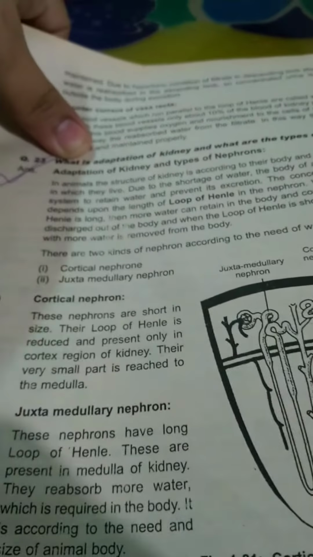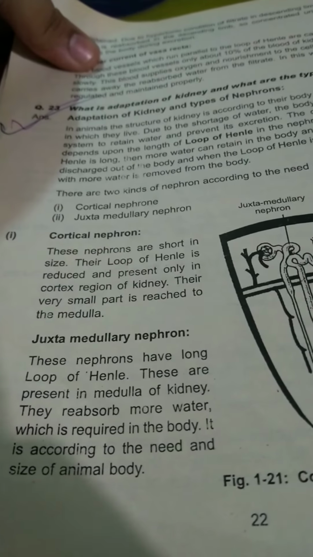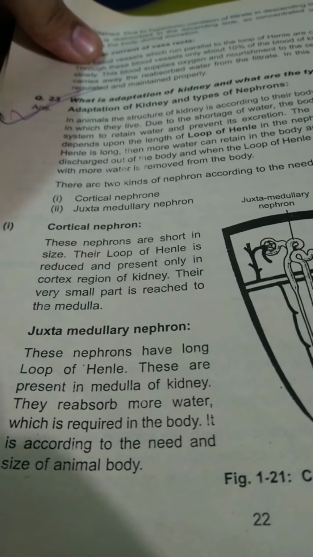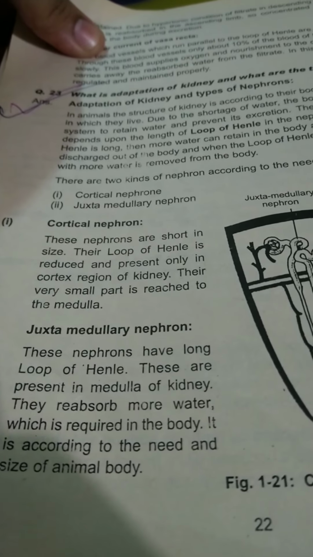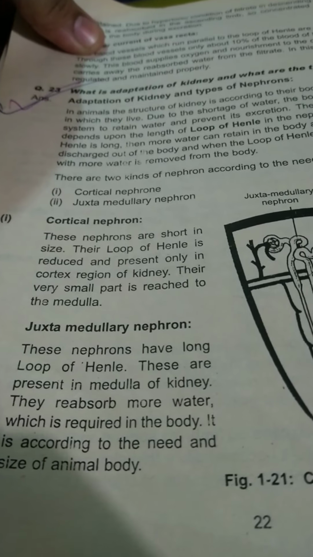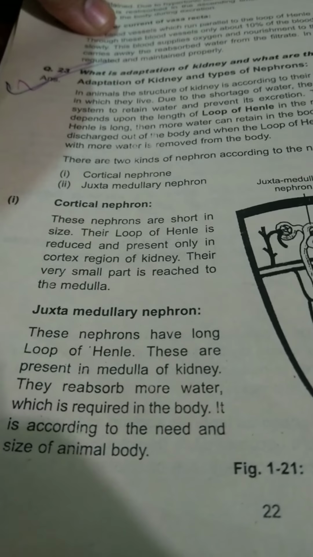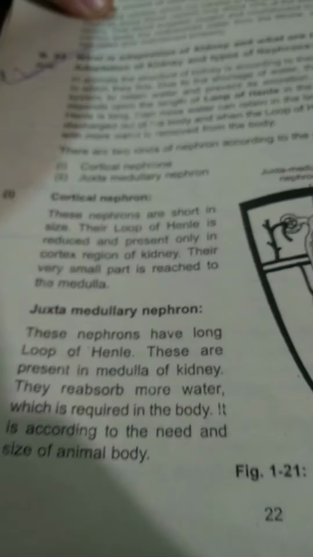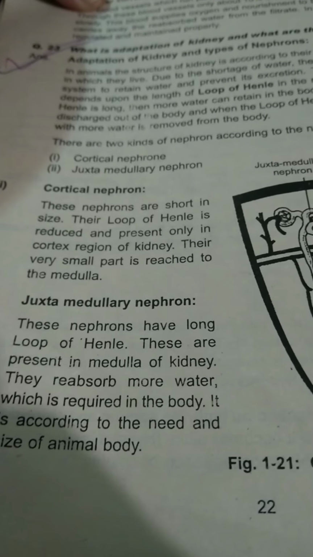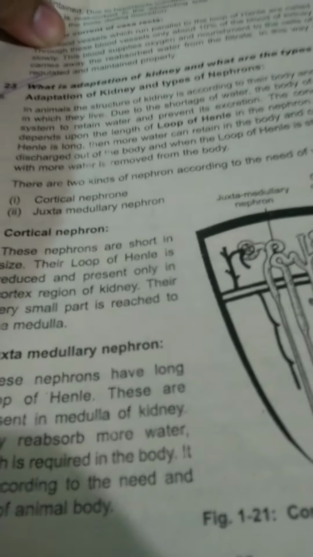There are two types, as we mentioned. The first is the cortical nephron. These nephrons are short in size. The loop of Henle is reduced and present only in the cortex region of the kidney. Only a very small part reaches the medulla. Juxtamedullary nephrons have a long loop of Henle. These are present in the medulla of the kidney. They reabsorb more water, which is required in the body. It is according to the need and size of the animal body.